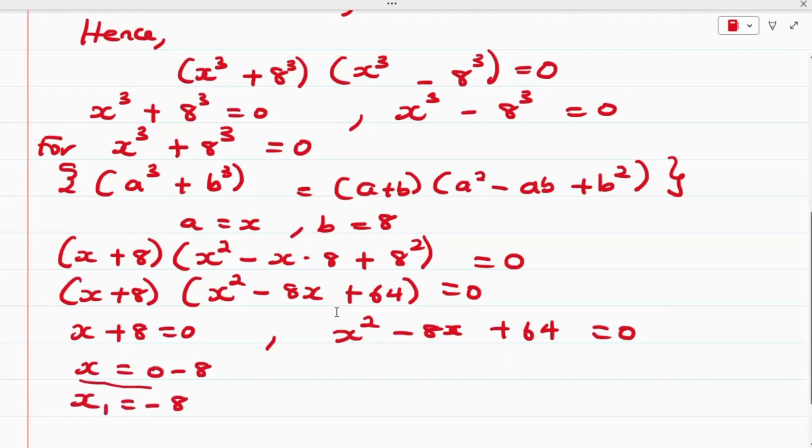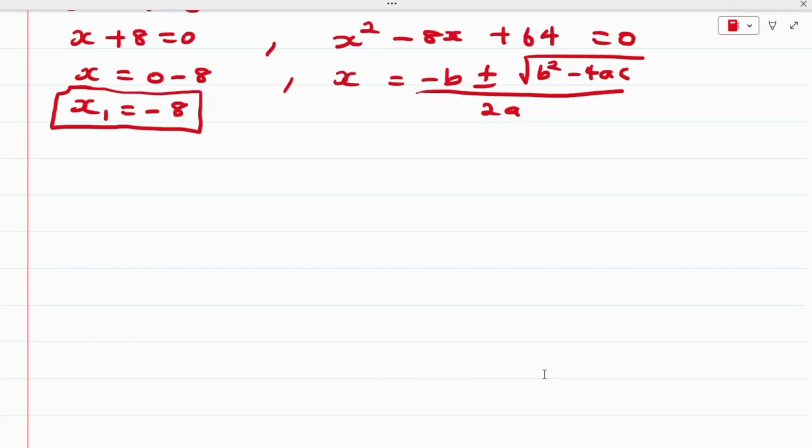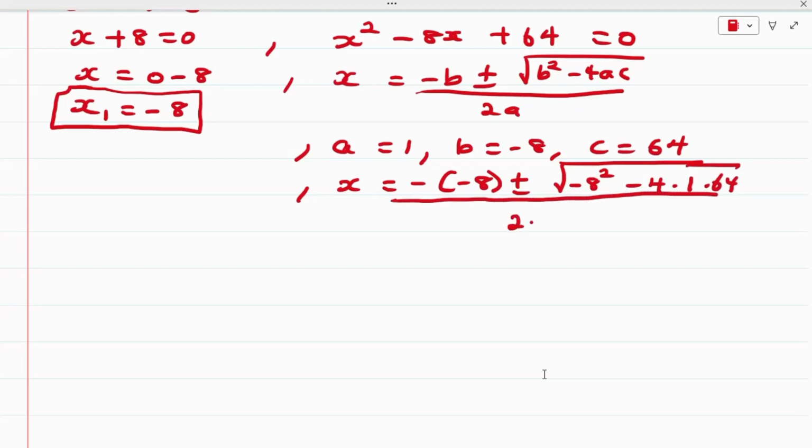So we have x1 right here and we have the first value of x. So for this right here, we want to simply apply the quadratic formula that says x is equal to minus b plus minus the square root of b square minus 4ac divide what? 2a, whereby we have that a is equal to 1, b is equal to minus 8, and c is equal to what? 64. So we have that x is equal to minus into minus 8 plus minus the square root of minus 8 square minus 4 multiply 1 multiply 64 divide 2 multiply a, which is 1.